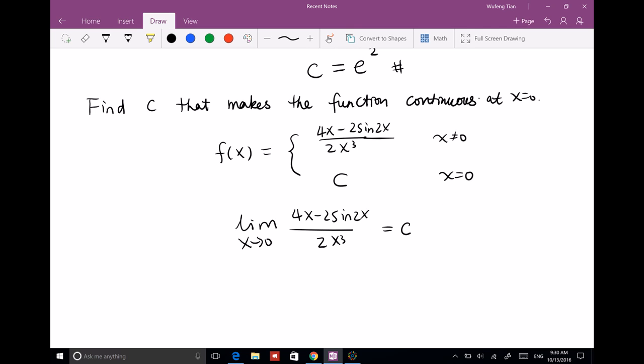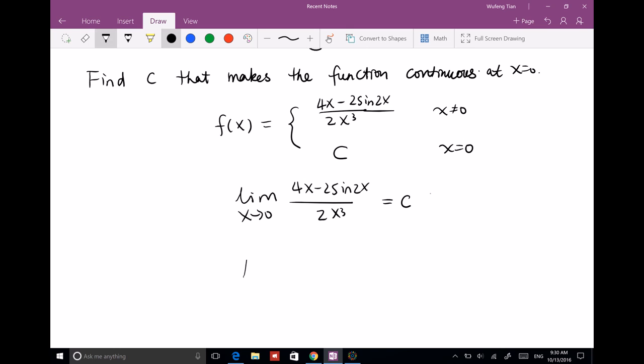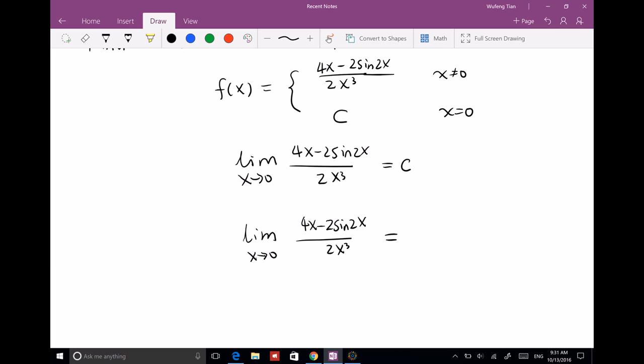So now our job is finding the limit when x goes to 0 of 4x minus 2 sine 2x over 2x cubed. We check this form first. Plug x into the numerator is 0. Plug x into the denominator is 0, 0 over 0 form. Perfect. And it's differentiable on the top and the bottom. So now we just need to take the derivative.